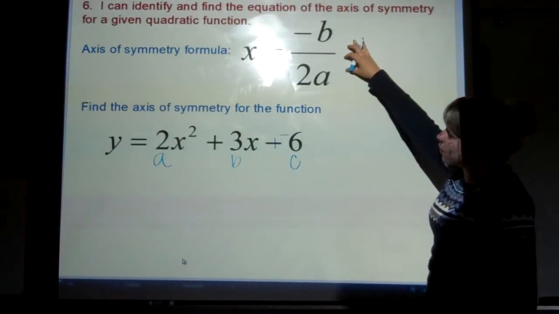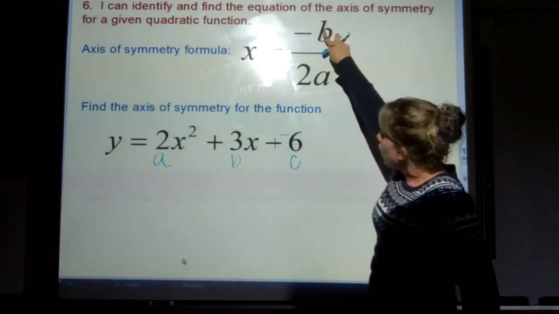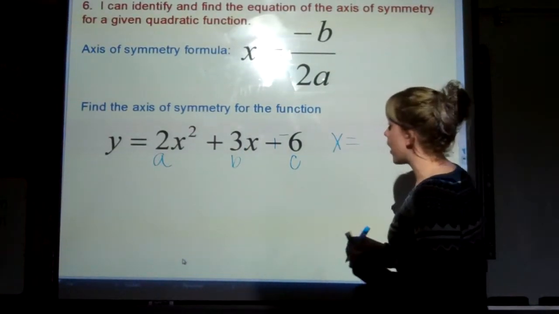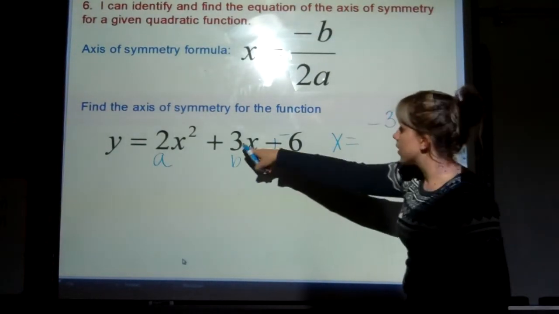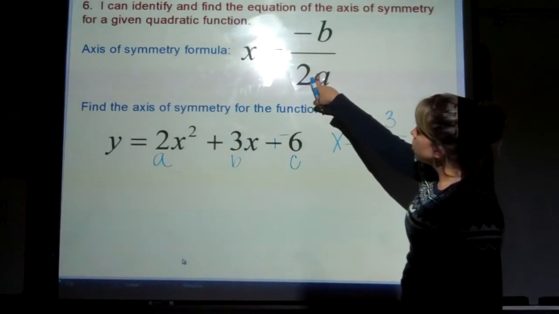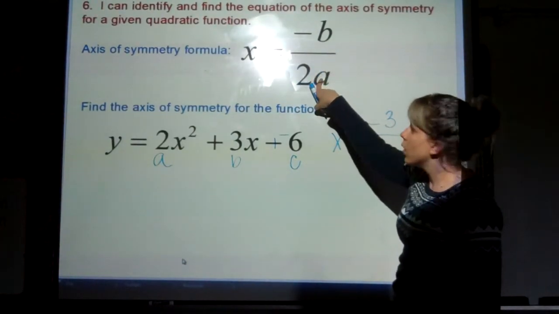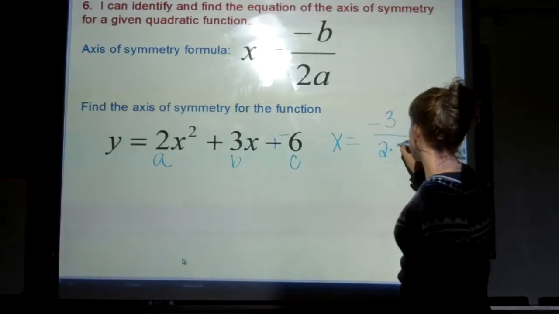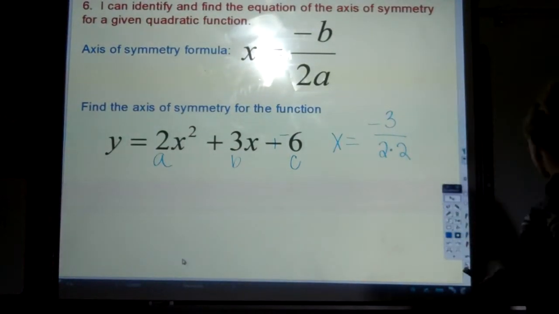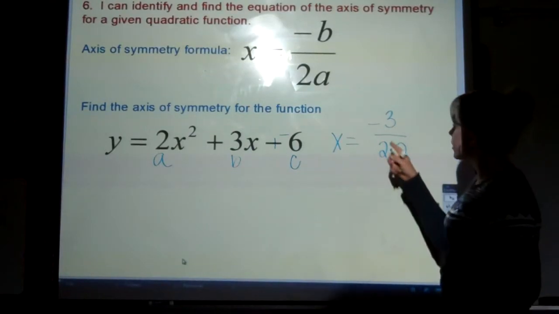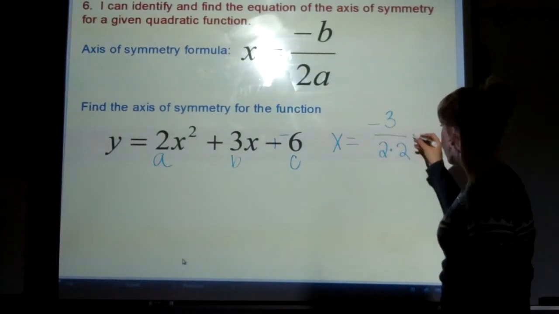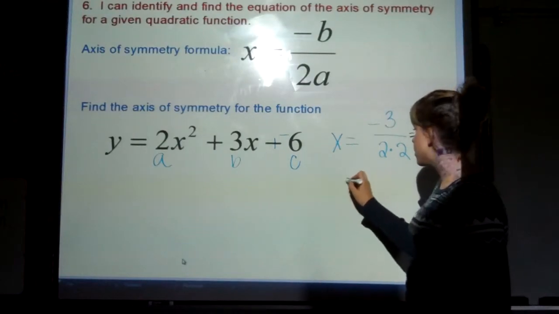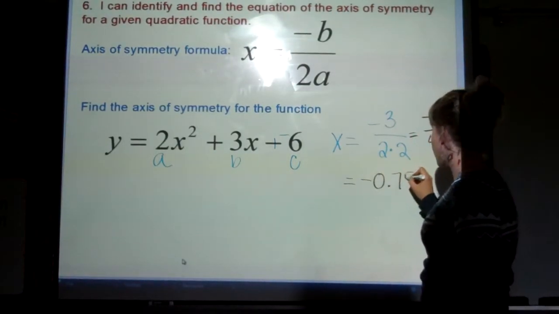So we go to our little formula for the axis of symmetry, which is negative b over 2a. Here's our b, that's 3. So our axis of symmetry is going to be x equals negative 3, because that's the b, over 2a, which is 2 multiplied by the a. When they're next to each other, it means multiply. So 2 times 2. So, our axis of symmetry is at negative 3 over, well, 2 times 2 is 4, negative 3 fourths. Or, if you'd like to write it as a decimal, negative 0.75.